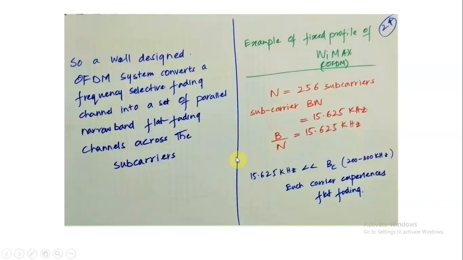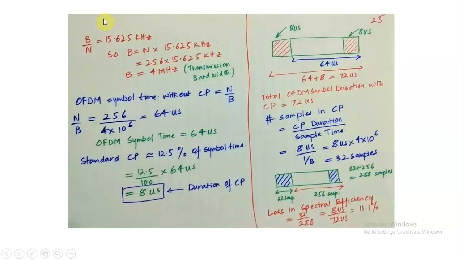An example is a fixed mobile WiMAX OFDM system, in which N is equal to 256 subcarriers. So the subcarrier bandwidth is equal to 15.625 kilohertz. So B over N is equal to 15.625 kilohertz, which is quite a bit smaller than the coherence bandwidth, which is normally around 200 to 300 kilohertz. So each carrier experiences flat fading. From here we can calculate B. B turns out to be 4 megahertz, the transmission bandwidth.